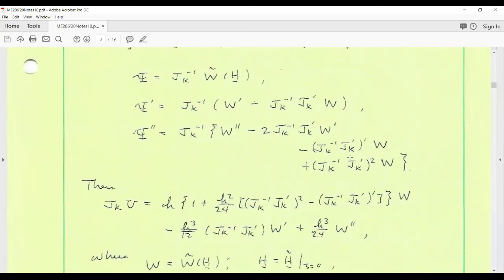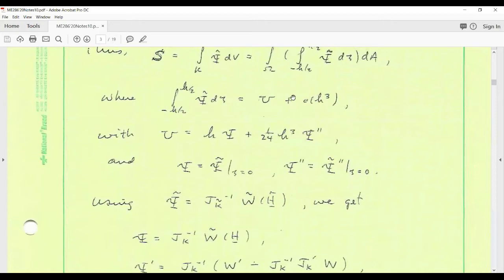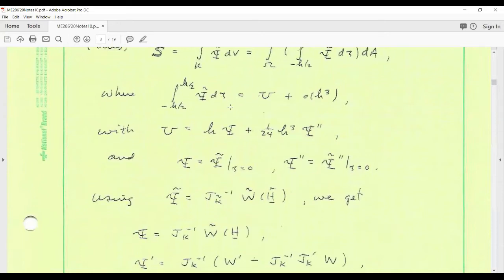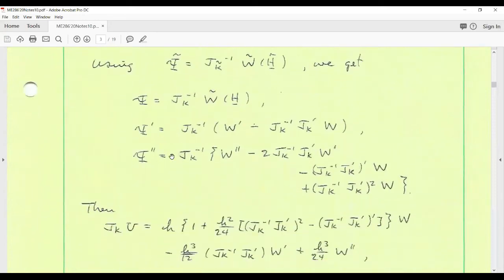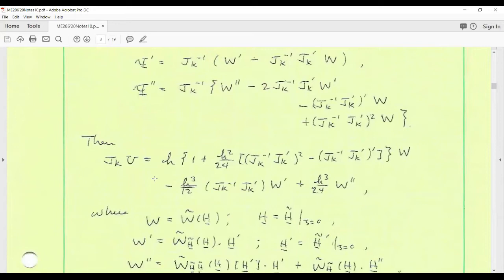So then this u that we talked about here. So that's the order h cubed approximation to this integral. So that's, when we put it in here, that's going to give us an estimate of the strain energy per unit area of the midplane. That u, if we take the jk factor to the other side, jk u is this somewhat messy expression, an order h term, 1 times w, the jk factor, then order h cubed terms, okay?